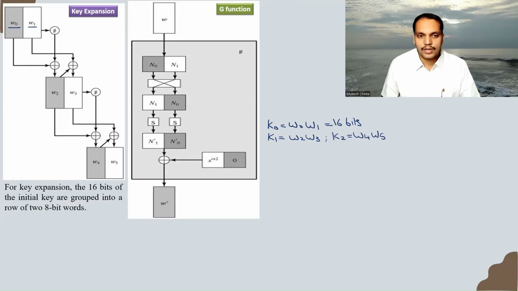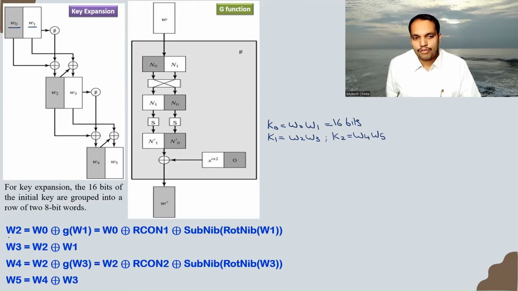So how do I calculate these words which are 8 bits long? These are the formulas. So W2 can be calculated as W0 exclusive OR with the G function on W1. So what is this G function? You can see in the diagram here. Here, if you see, the G function accepts a word which is of 8 bits. This is the G operation. What happens to these 8 bits?